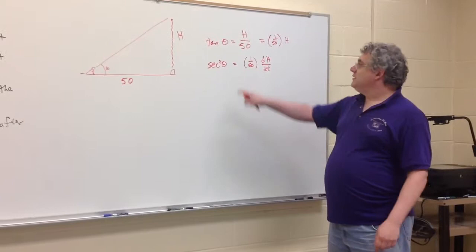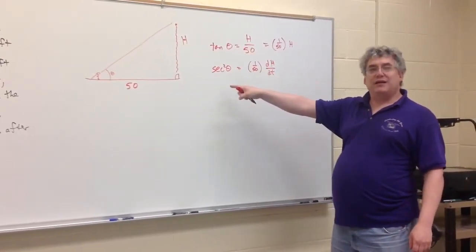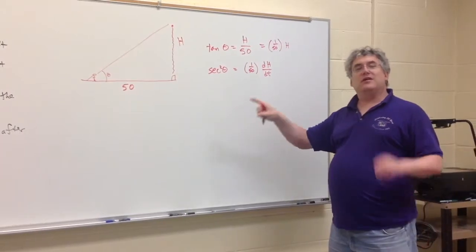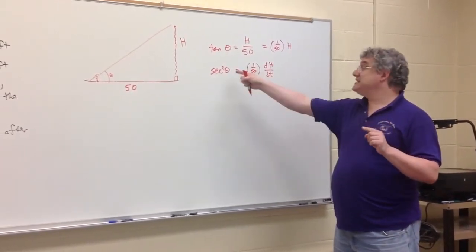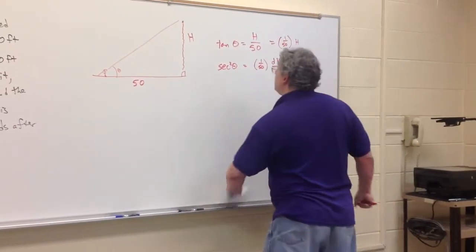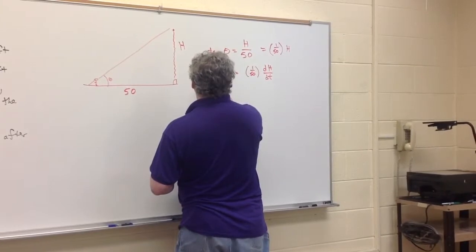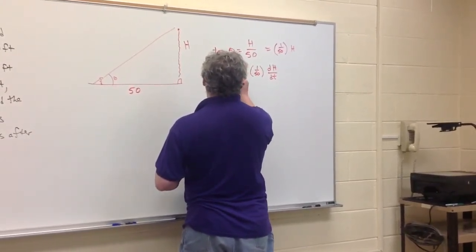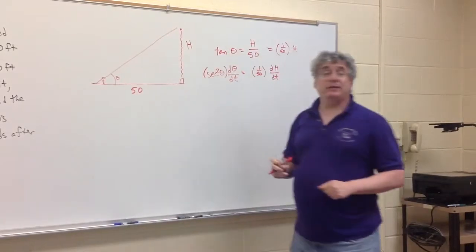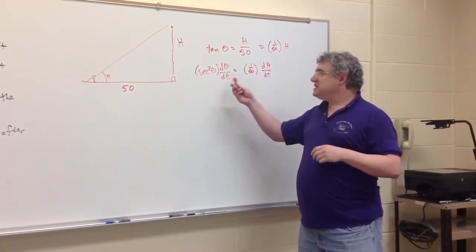Theta. I took the derivative of tangent of theta and I got secant squared of theta. And that's sort of right. But theta is not our variable. Theta is a thing that's changing with time. So what we really need over here is not secant squared of theta. We need secant squared of theta d theta dt. I could write theta prime if you prefer.